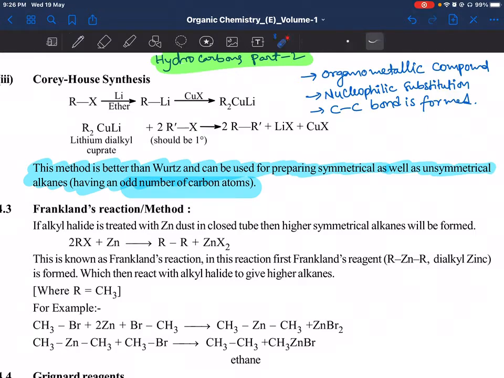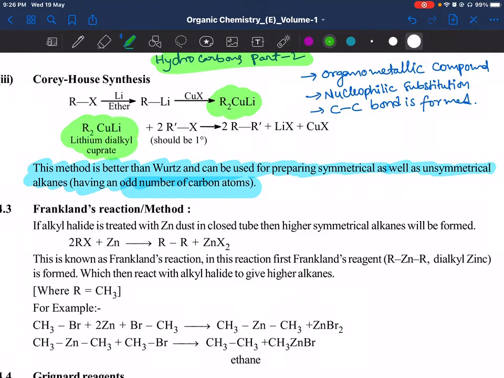Now I am explaining. This alkyl halide, when it reacts with lithium in the presence of ether, alkyl lithium is formed. That alkyl lithium, when it reacts with copper halide, forms dialkyl lithium cuprate. This is the main reagent. It is an organometallic compound.